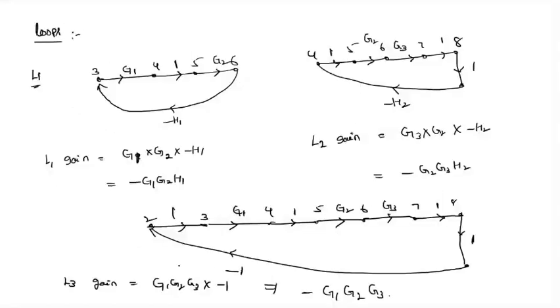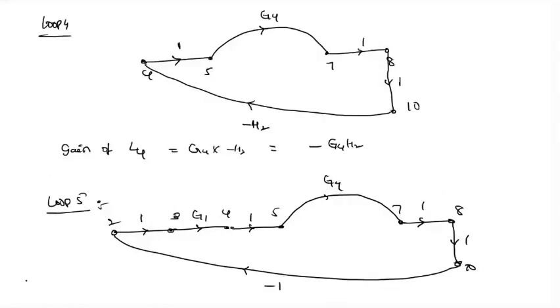So if you multiply this gain, we will get G1, G4, minus 1, finally we will get minus G1, G4. These are all the 5 loops.